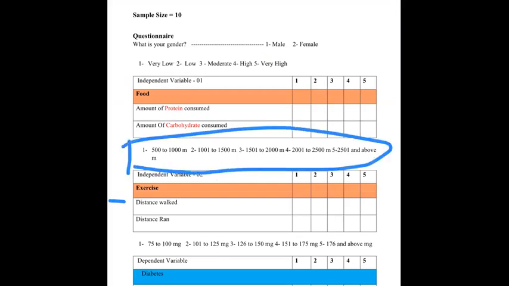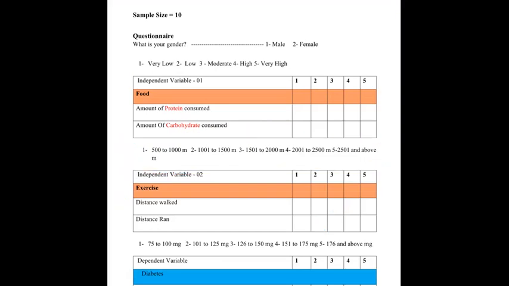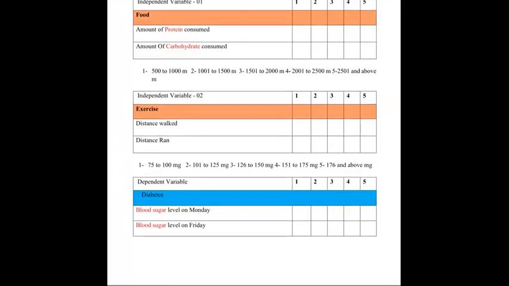The first answer is 500 to 1,000 meters. The last answer is 2,501 meters and above. So they'll pick one of those answers in here. They'll mark it. And the last measurement I have to take here is the diabetes. They would use a glucometer, take the blood sample, and measure the diabetes using the glucometer. Then they'll get the measurement like this, so they will pick one of those answers here.